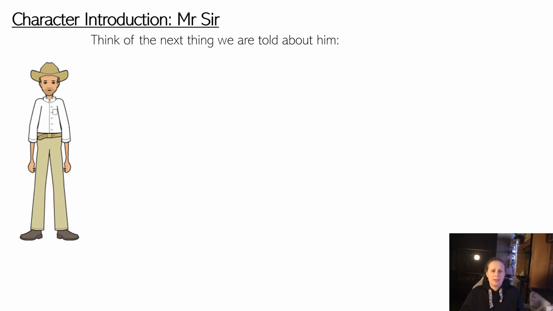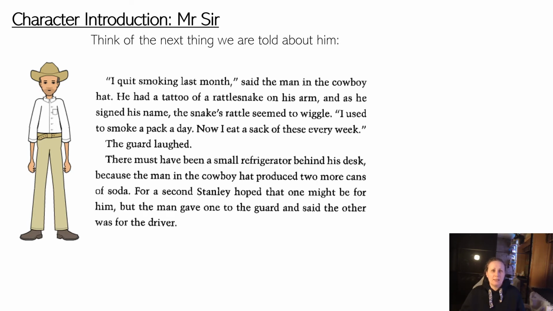Well, the next thing that we are told about Stanley. What's the next thing that the writer does to introduce his character? It tells us that he quit smoking. It tells us he's got a tattoo of a rattlesnake on his arm, and instead of smoking he now eats sunflower seeds. And then the last thing, there must have been a small refrigerator behind his desk because he produces 2 cans of soda. "For a second Stanley hoped that one might be for him, but the man gave one to the guard and said the other was for the driver."